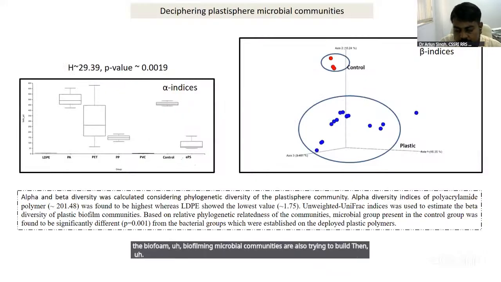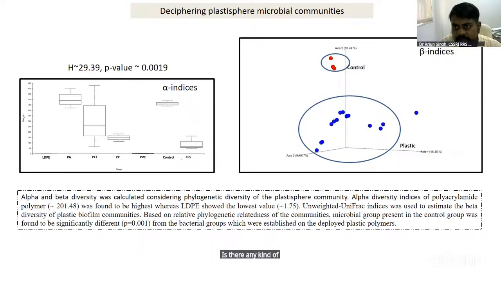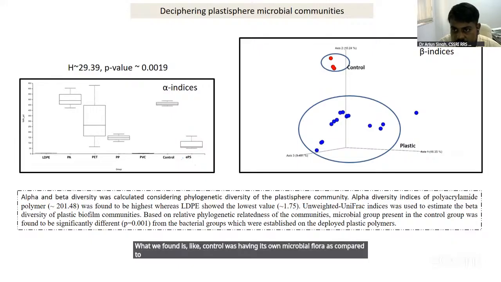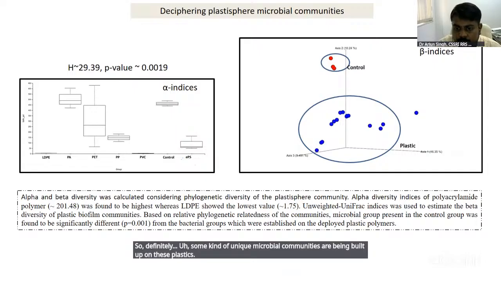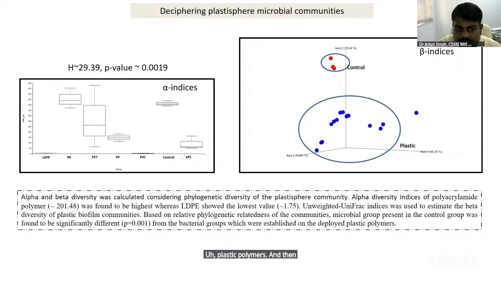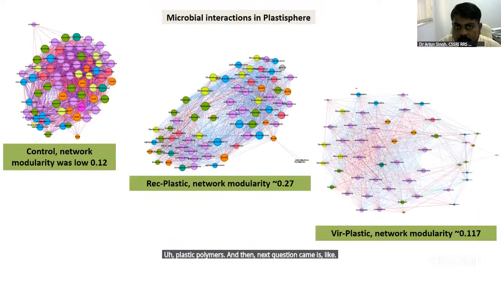Then, being in microbial ecology, I wanted to see how the diversity is changing, whether there is any kind of shift in the plastisphere microbial communities. What we found is that the control had its own microbial flora as compared to the plastic microbial communities. So definitely some unique microbial communities are being built up on these plastic polymers. And then the next question was how the interactions of these plastisphere communities are taking place.